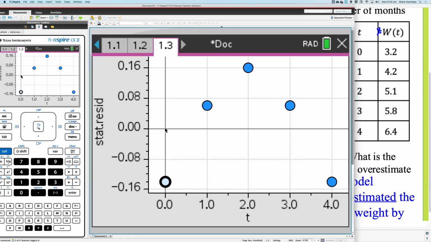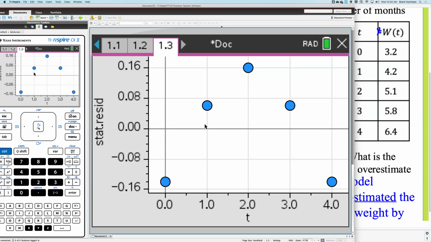This value here would be an overestimate. I'm going to say it again. It's an overestimate. Why? Because my estimate is over, meaning above the actual. Make sense? What about the x value at 1? Are we an overestimate or underestimate? It's an underestimate because the estimate is under the point.